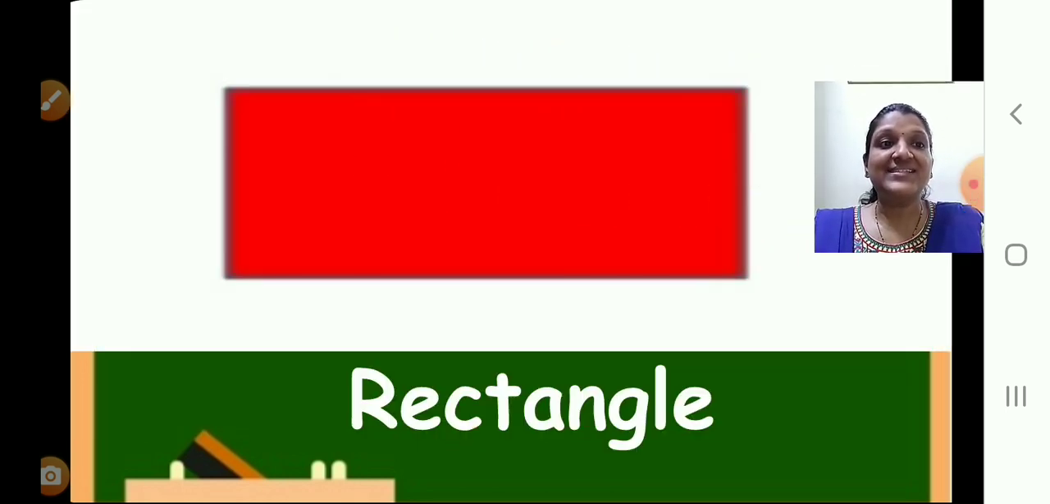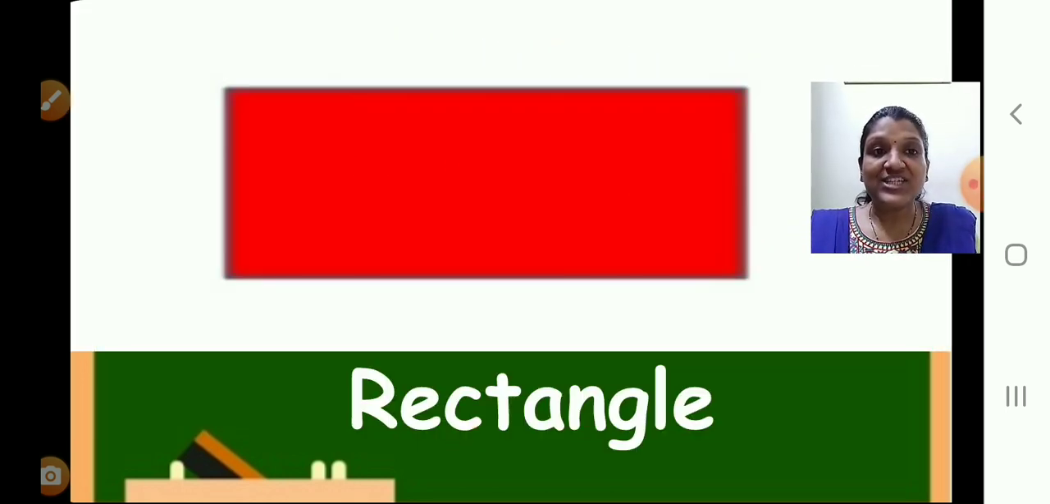Which shape is this, children? Yes, rectangle. This is a rectangle. Rectangle also has 4 sides, but 2 opposite sides are longer in size and 2 sides are shorter. This is called rectangle.